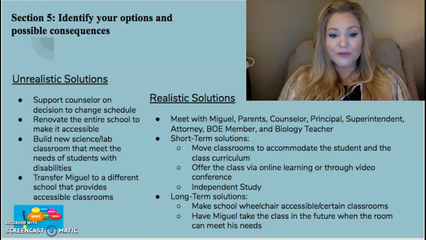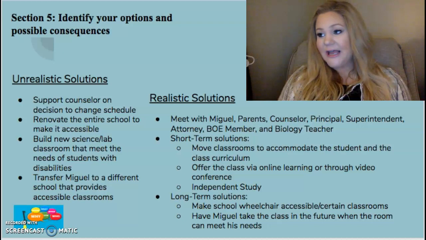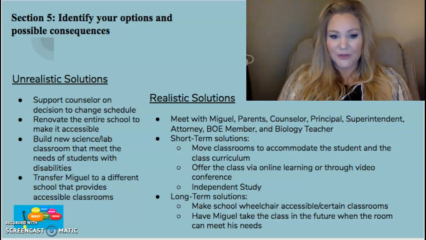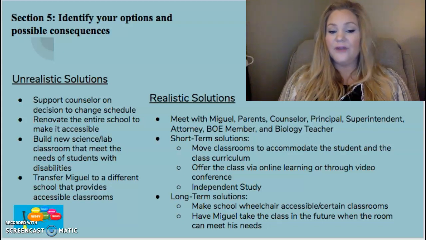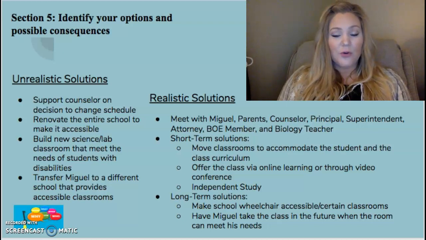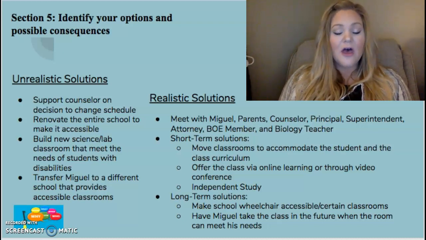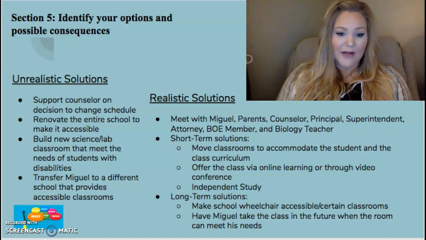So some short-term solutions would be to move classrooms to accommodate the student and the class curriculum. So maybe another science room or another lab room that Miguel could get to, but also they could continue with their curriculum. Offer the class via online learning or through video conference. The teacher could record herself, or she could be live streaming and he could be watching it from another classroom, or like an independent study. Obviously, the biology teacher would have to come up with a little altered curriculum for Miguel to complete independently, but still earn credit for that class.